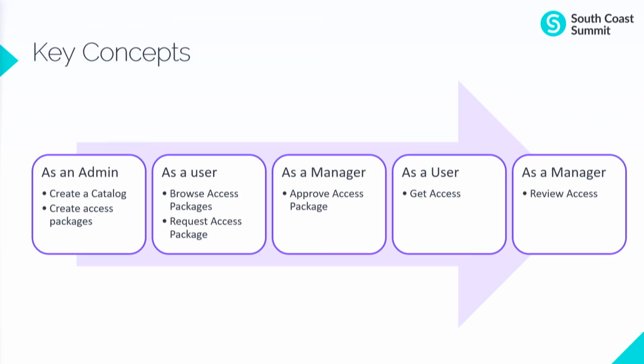So just a quick reminder of the key concepts. As an admin, we've got that catalog, all of the resources together. We then create access packages to allow people to request access. As a user, I can browse those, whether I'm an internal or external user. If they've been published to me, I can browse those. I can request an access package. As a manager, I can approve access. The user gets access. And as a manager, I would be reviewing that access and revoking it at the end. So it gives control over all of those permissions.